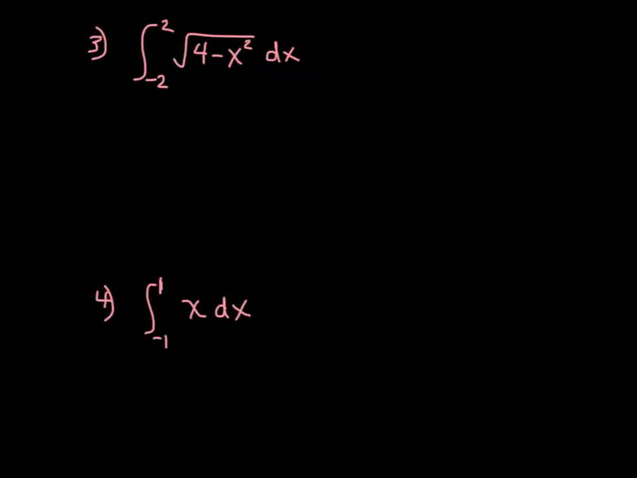So the next one says the integral from negative 2 to 2 of the square root of 4 minus x squared dx. All right, this one might puzzle you for a little bit. What is that shape all about? Well, I'm just going to pull the function out and write it as y equals the square root of 4 minus x squared. All right, and now I just want to see what this is. And so I want to get rid of that square root, so I'm going to go ahead and square both sides. And I'd have y squared equals 4 minus x squared.